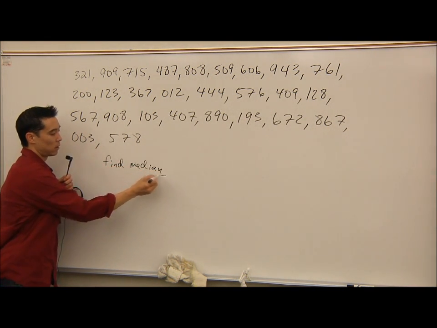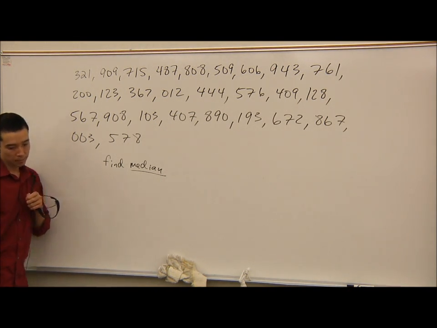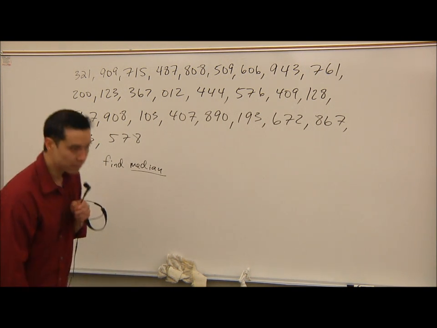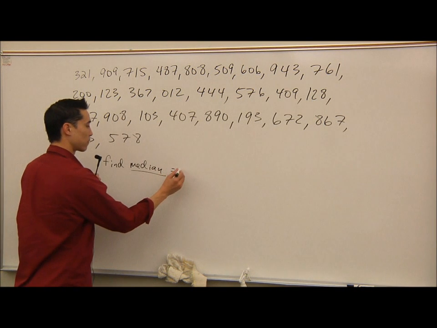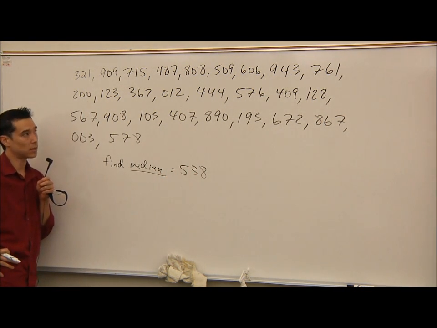Okay? So you could do that by hand physically, or you could put it in Excel, or you could put it in your calculator and just calculate the median. And let's say you did that. I'll cheat a little bit for you. The median comes out to 538. Okay? Just be sure you can do that. You can use technology if this is on a test.